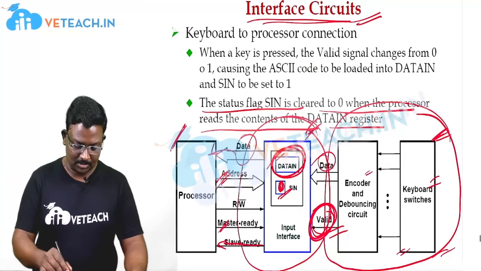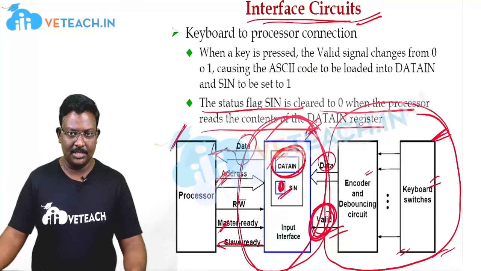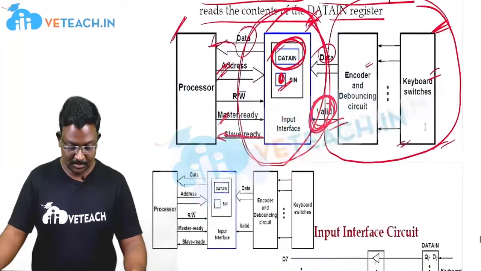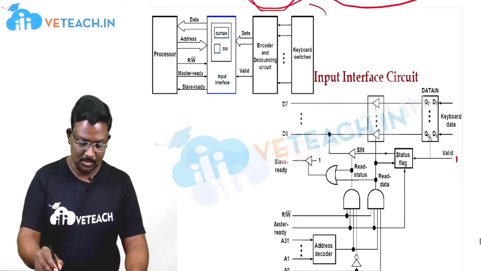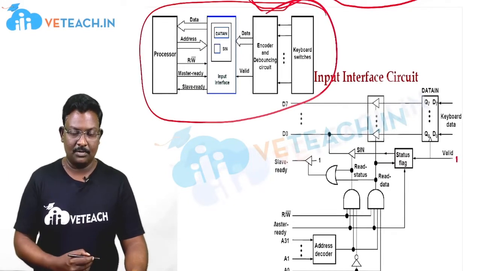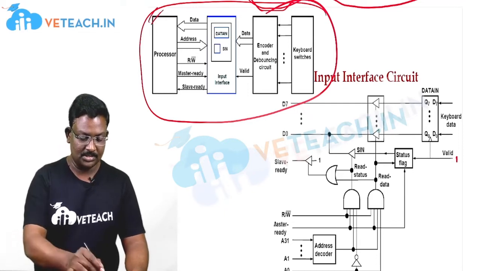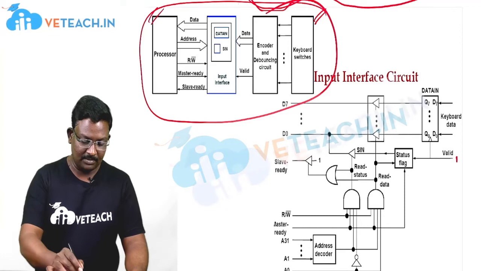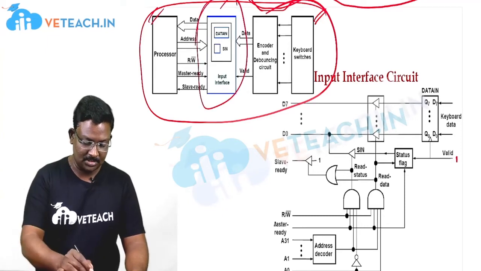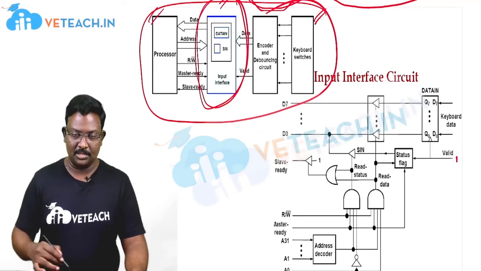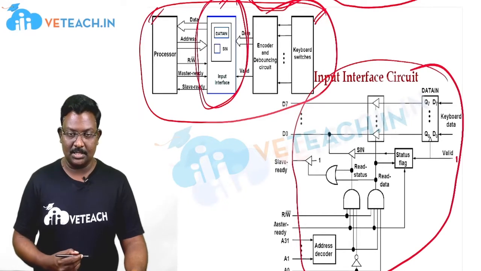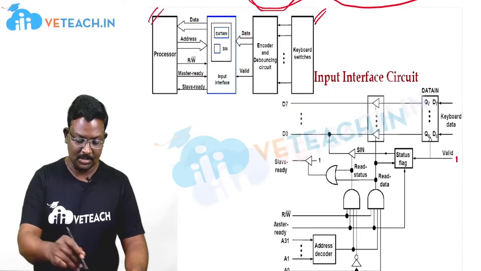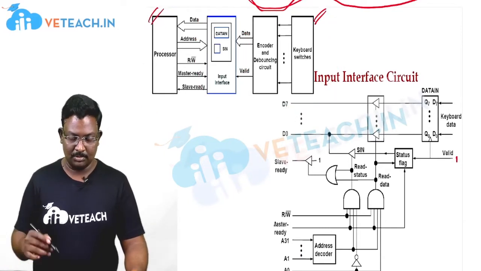The whole circuit regarding this interface we are going to see in detail in the next slide. In this slide we can see the whole circuit performing as the input interface circuit, where the processor and keyboard have been connected. In between we are placing an interface circuit. We will represent this interface circuit in a detailed form here. This is the detailed circuit present in the interface circuit, and we will see what happens in it while we perform the data transfer.